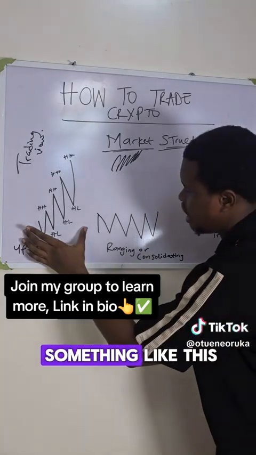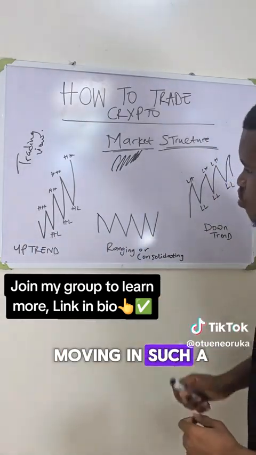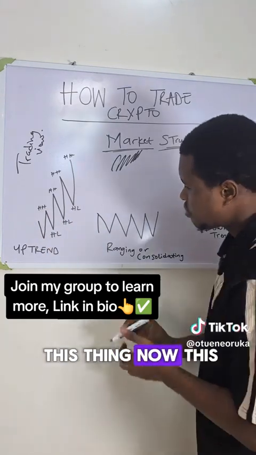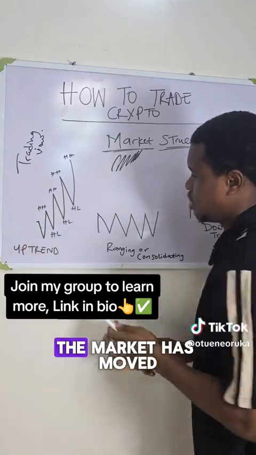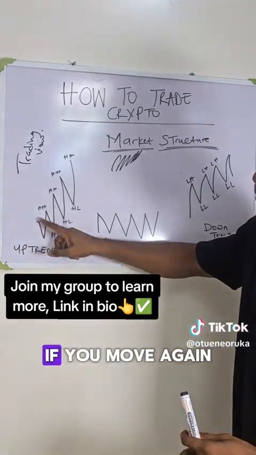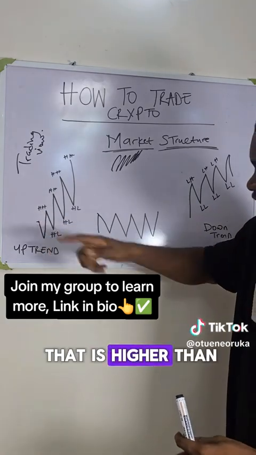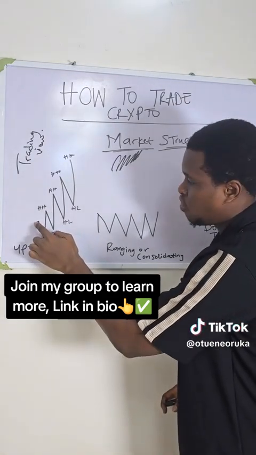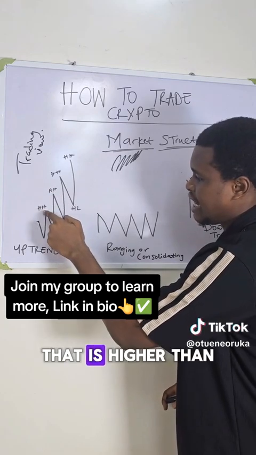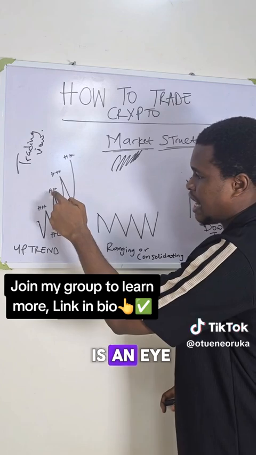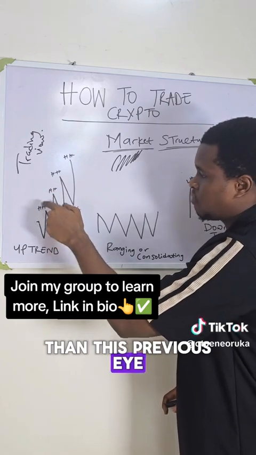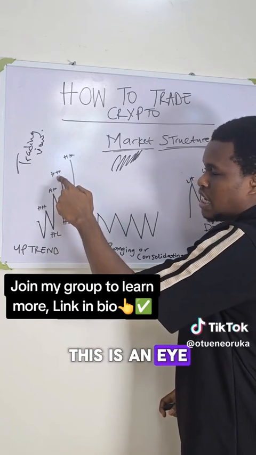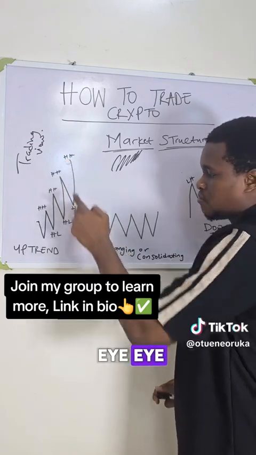Now, when you see the chart moving in such a way that it's creating higher highs, for instance, look at this. This is a high. The market has moved and created a high. If it moves again and creates another high that is higher than this high, we say that this is a higher high because it's higher than this high. Then it moves again and creates another high that is higher than the previous high. This is a higher high, and like this too, which is also a higher high.